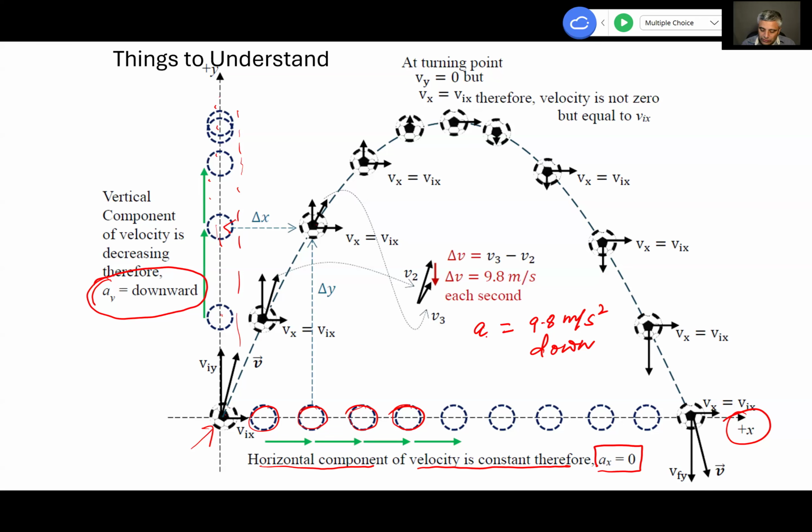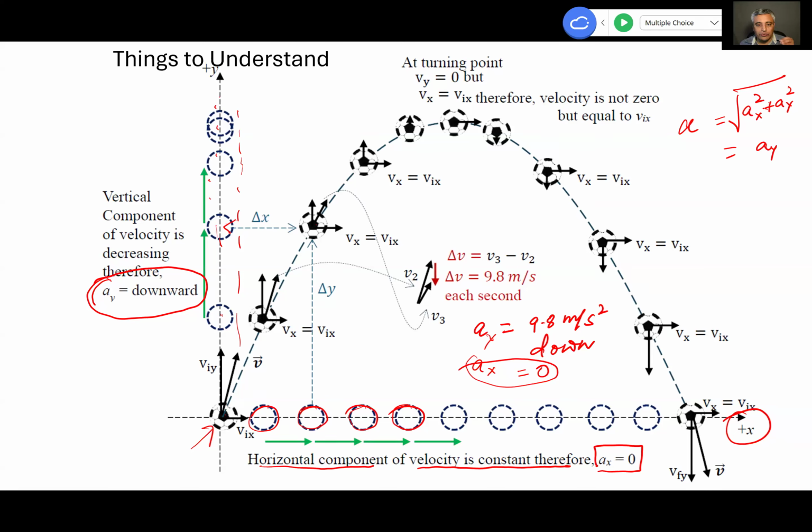So in the y direction it is 9.8 meters per second squared down, and in the x direction it is zero. If we were to add the x and y accelerations using the Pythagorean theorem, the result is the same as a_y because a_x is zero. So the acceleration is the same as the acceleration in the y direction all the time. That is very important for solving projectile motion problems.